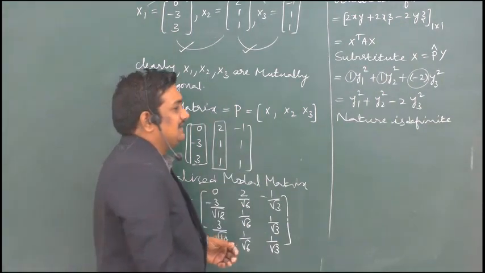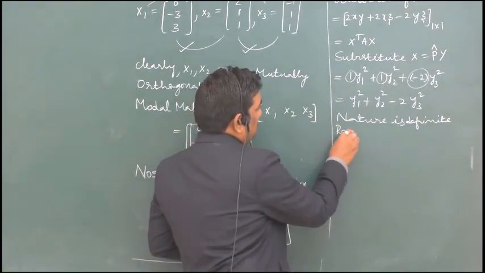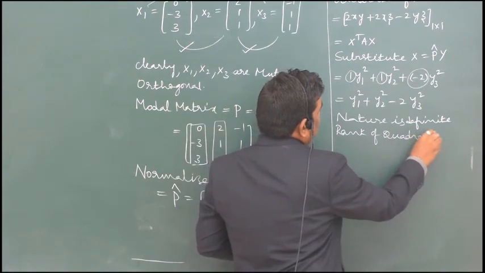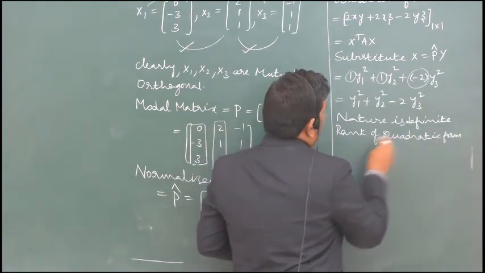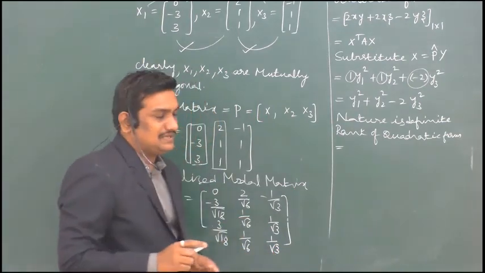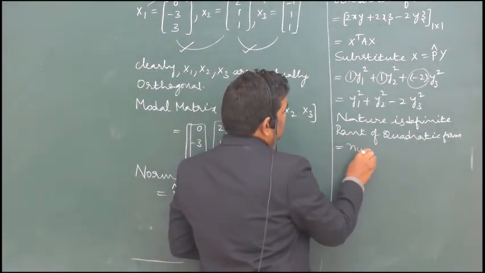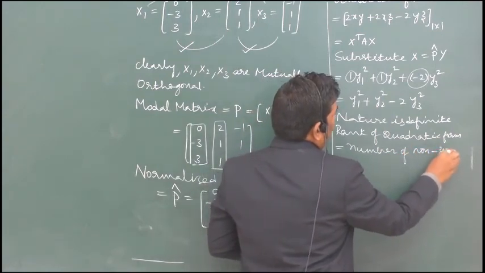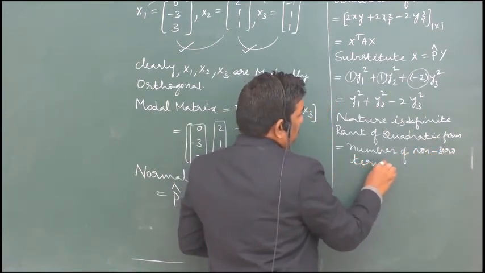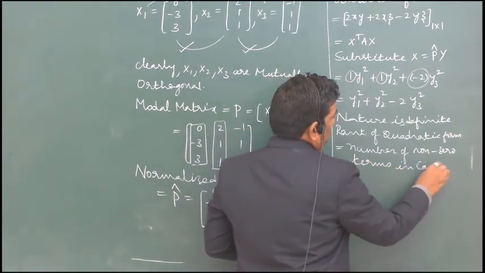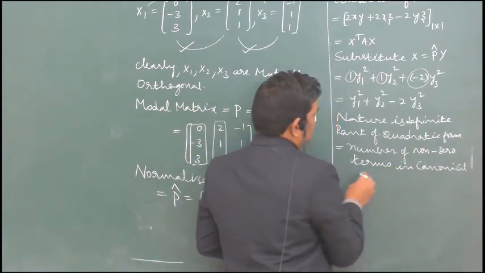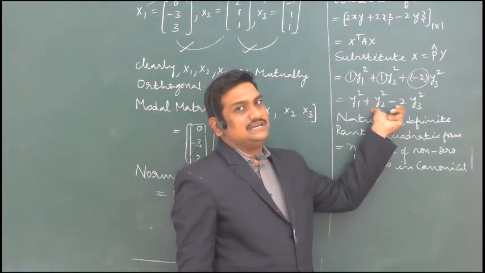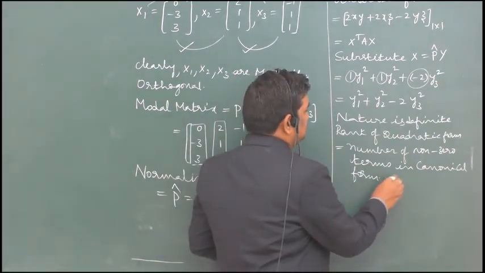Then we need the rank of the quadratic form. The rank of a quadratic form is the number of non-zero terms in the canonical form. This is the canonical form. The number of non-zero terms is 3, hence rank is equal to 3.